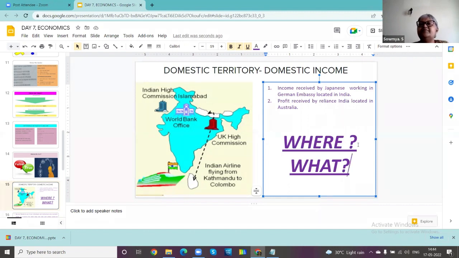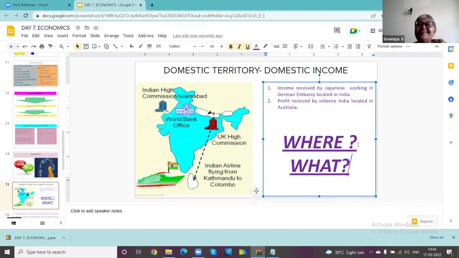Then number 2, profit received by Reliance India located in Australia. Again, children jump up and say, ma'am, Reliance India, profit made by Reliance India, so domestic income. I would say no.